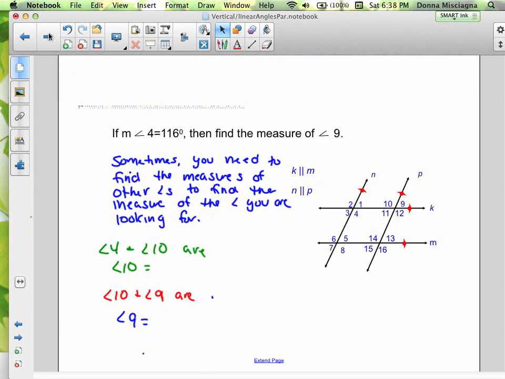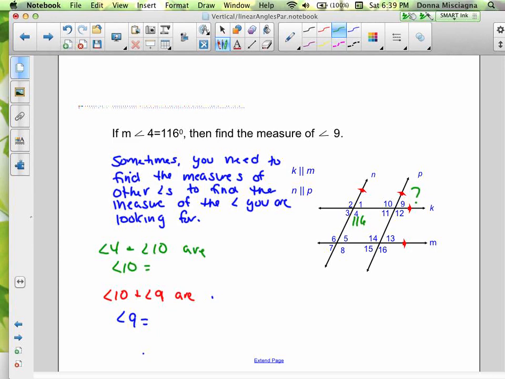All right, so here we have two sets of parallel lines intersected by two sets of transversals, and they're both parallel as well. If the measure of angle 4 is 116 degrees, let's write that in. We want to find the measure of angle 9. They don't really have a direct relationship. So sometimes you need to find the measures of other angles to find the measure of the angle you're looking for. So let's start with angle 10.